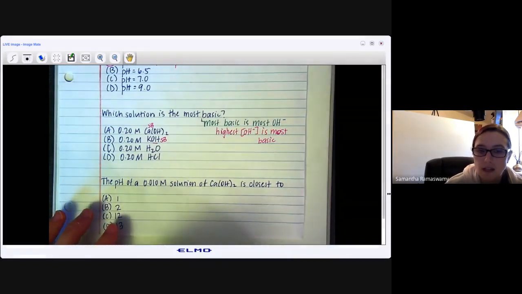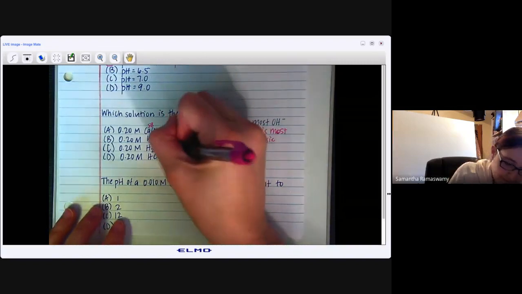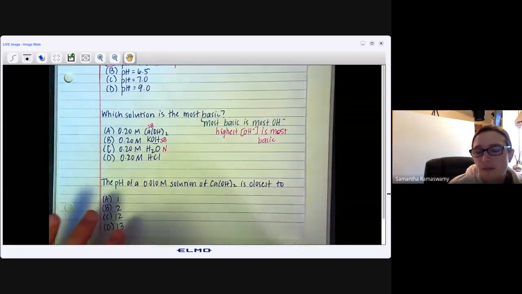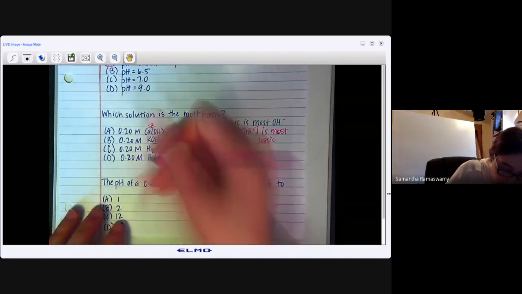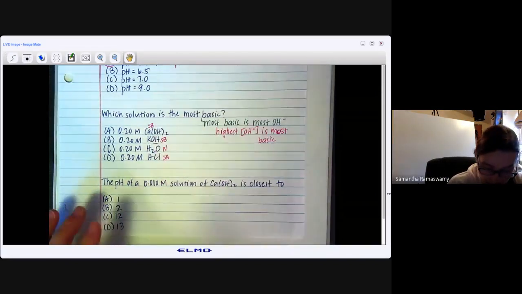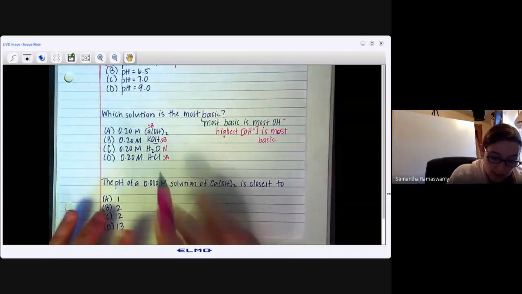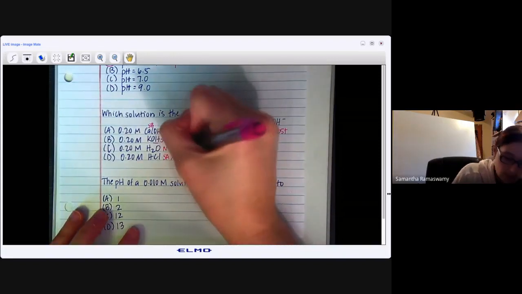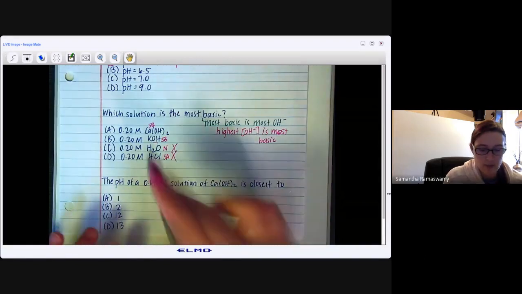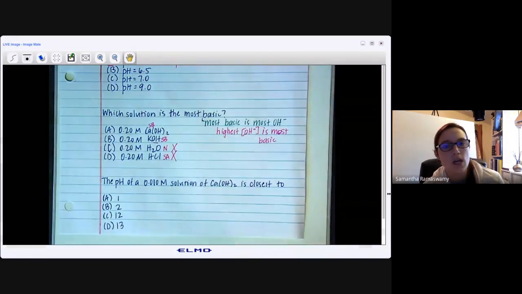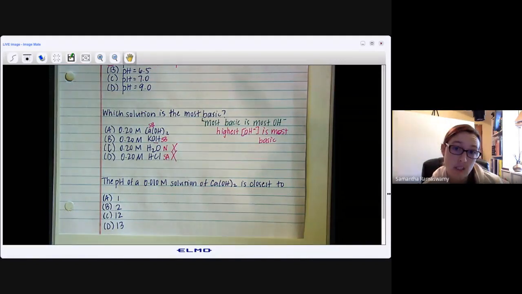H2O, that's neutral. Right? H2O is always neutral. HCl, hydrochloric acid, that's a strong acid. So based on what we did here, I'm going to eliminate C and D because we have a neutral and a strong acid. So obviously my strong bases are going to be more basic. But now we have to figure out, based on two strong bases, calcium hydroxide and KOH.